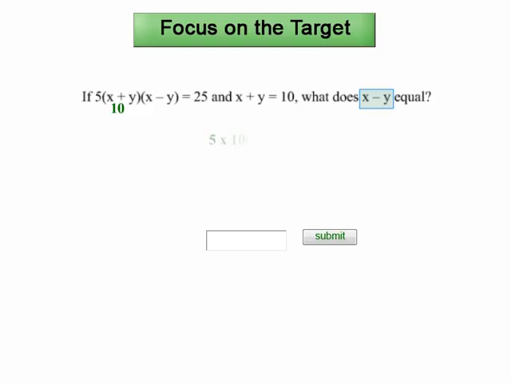That gives me then the equation that 5 times 10 times x minus y equals 25. Well, 5 times 10 is 50. And if I divide both sides by 50, I get x minus y equals 25/50, or 1/2. Focus on your target. It's crucial for problems like this.